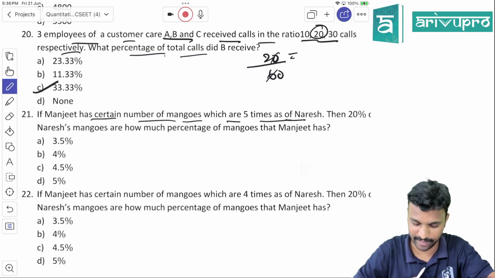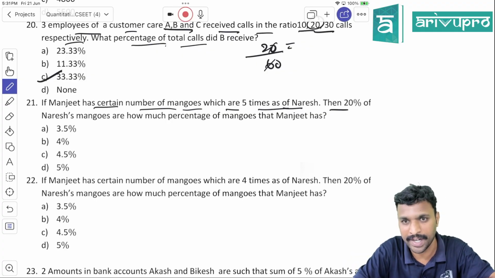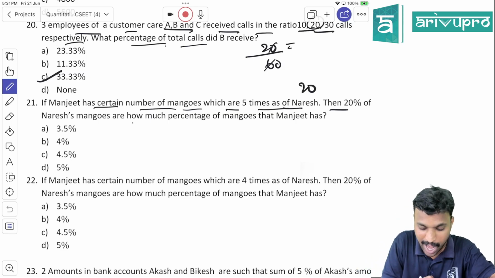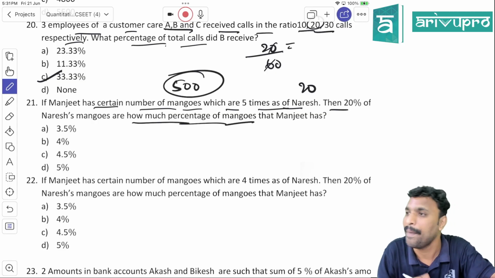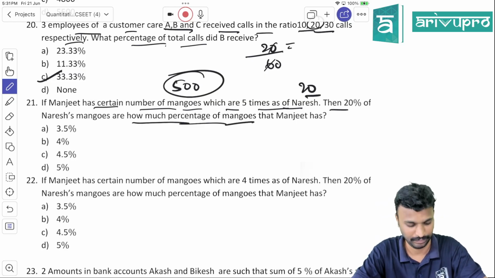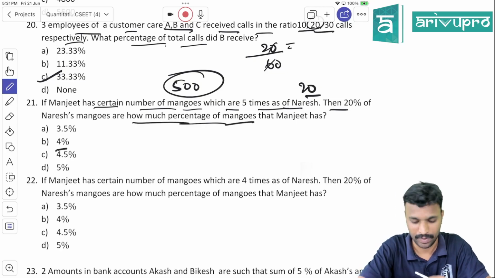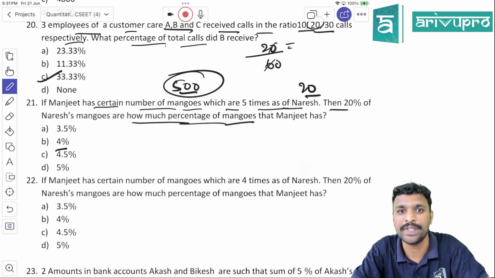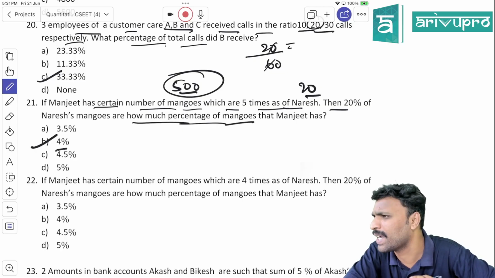Then 20% of Naresh's mangoes. Naresh had how much? 100. 20% means 20. Is how much percentage of mangoes of Manjeet? Manjeet had 500. 20 is what percentage of 500? Options are there right here. 4%. What is 1% of 500? 5. 4% is 20. Answer is 4%.